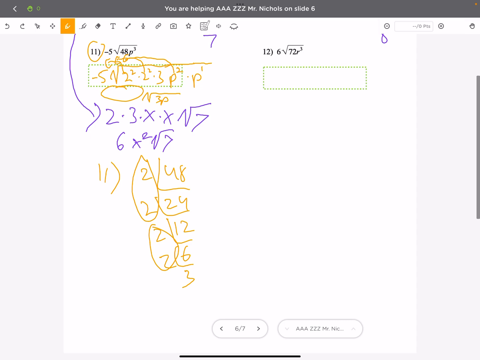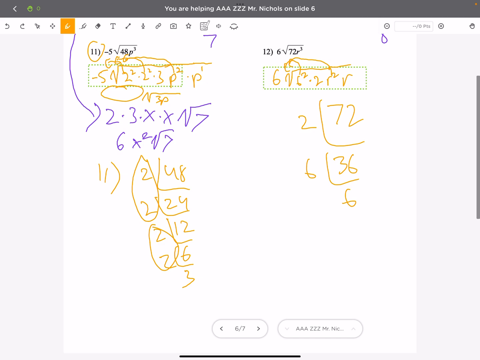And 12 is the exact same as 11, 72, 2 and 36. 36 is just 6 times 6, to make things simpler. So I'd have 6 square root 6 squared times 2. And then it's r squared times r, because I can split it into r squared and r. The 6 squared comes out, the r squared comes out.